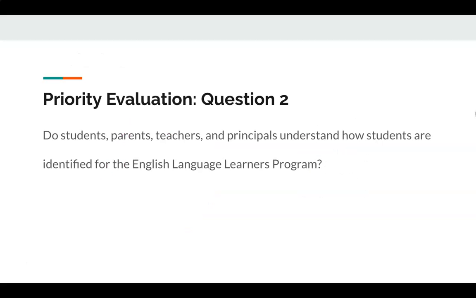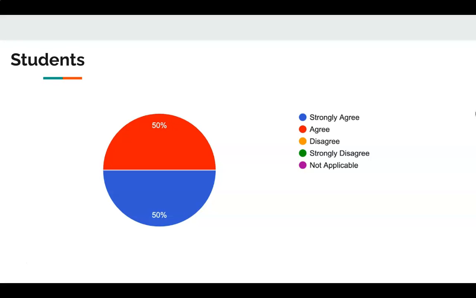Now, moving on to priority evaluation question 2, do students, parents, teachers, and principals understand how students are identified for the English language learners program? So now we're looking at how do we decide if a student is eligible for the program? So whenever we're looking at students, do they have an understanding of how they were identified for the program itself?